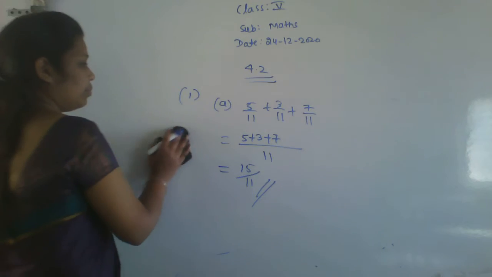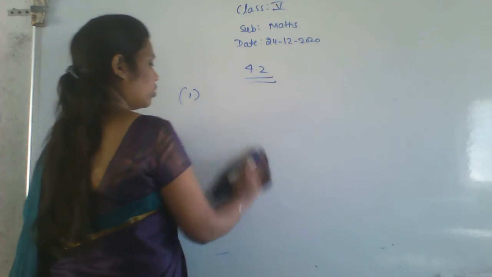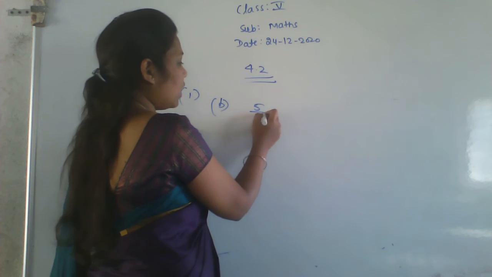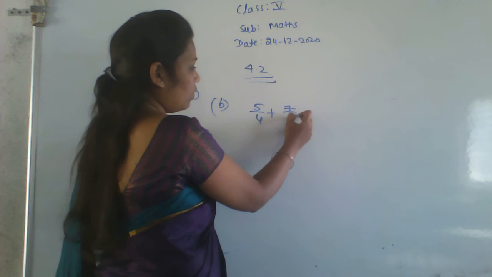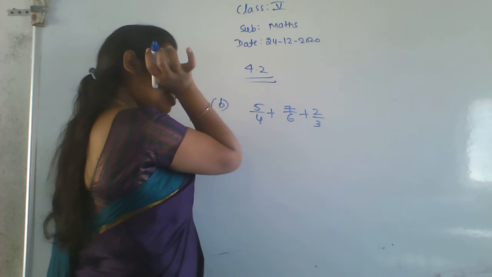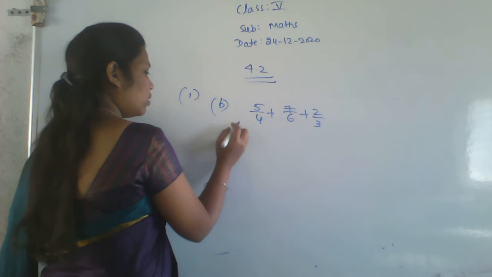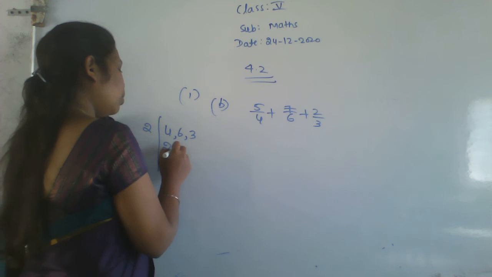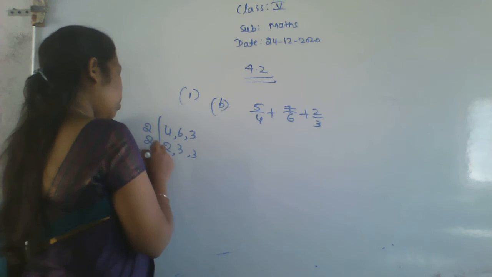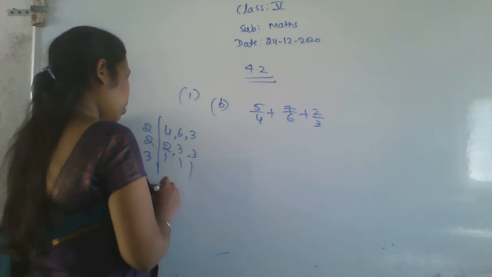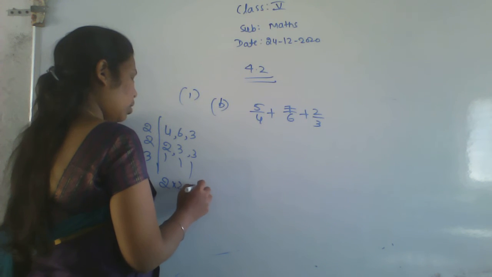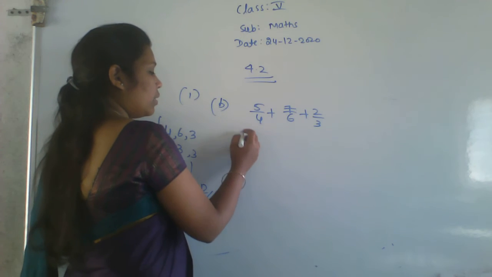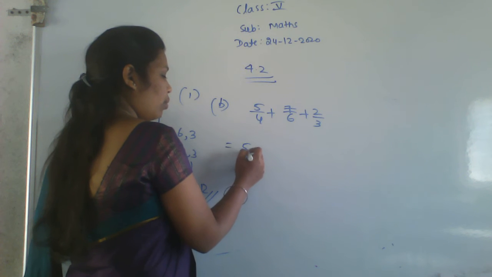That is B one. Here they have given unlike fractions. Unlike fractions means you have to take the LCM. What is the LCM of 4, 6, 3? 2 2s are 2, 3 2s are 2 here, 3. These 2 1s are and here 3 1s are 1. So 2 into 2 into 3, that is 12. LCM is 12.